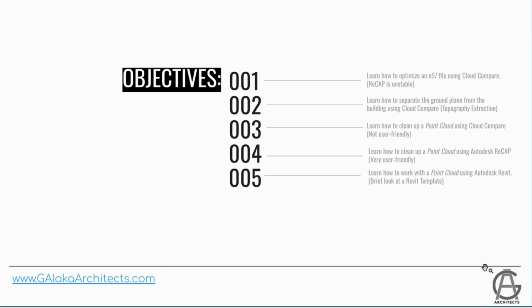So I'll show you essentially how to optimize the E57 file in CloudCompare and then bring it into Recap, and it'll save you tons and tons of time. I'm also going to show you how to separate the ground plane from the building in CloudCompare, so that you can generate topography in Revit or any other software, as a matter of fact.